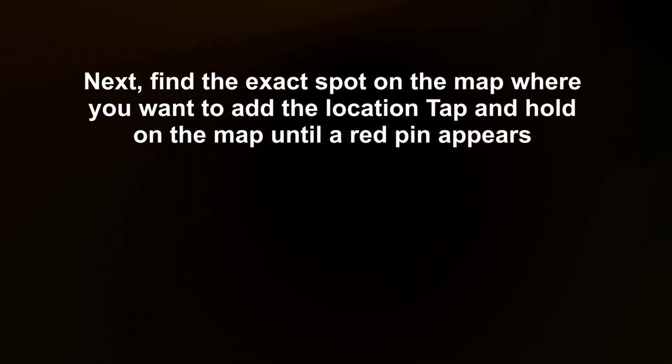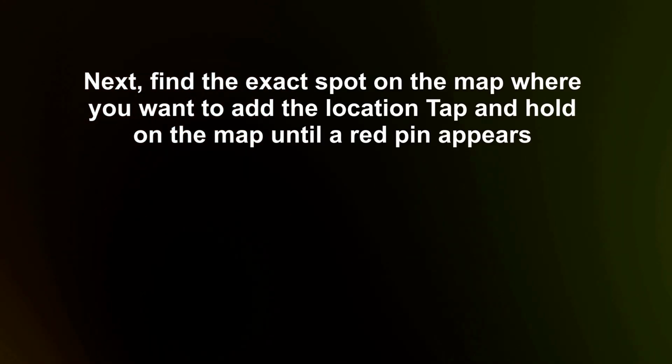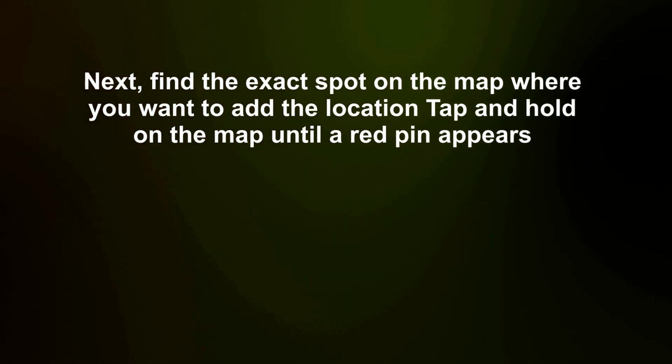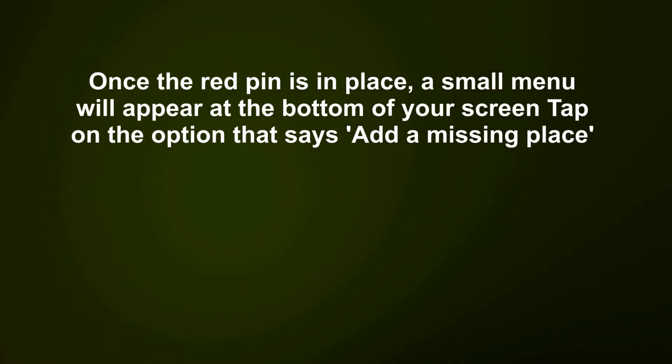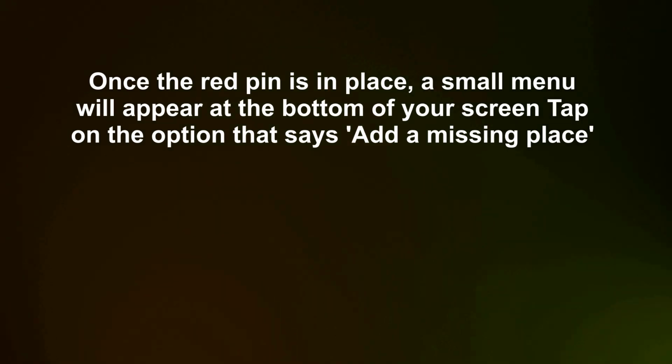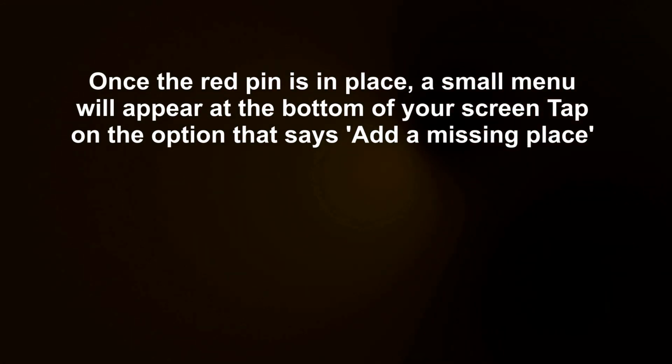Next, find the exact spot on the map where you want to add the location. Tap and hold on the map until a red pin appears. Once the red pin is in place, a small menu will appear at the bottom of your screen. Tap on the option that says Add a Missing Place.